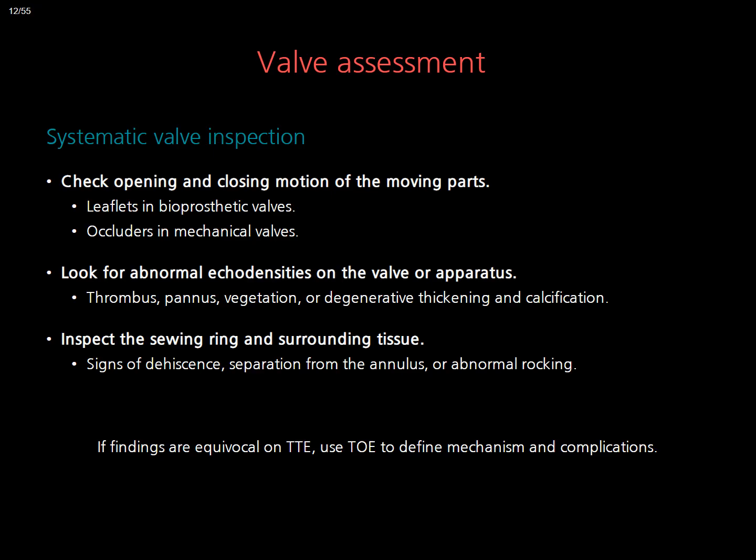When you inspect a prosthetic valve, start with motion. Are the leaflets or occluders opening fully and closing cleanly? Next, scan for abnormal echodensities because thrombus, pannus, vegetation, or degeneration can all restrict motion.